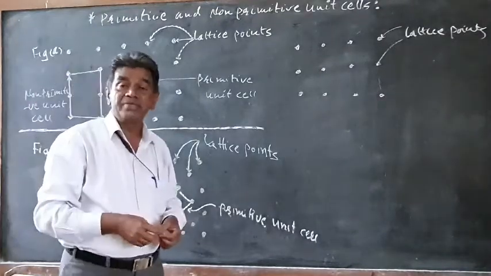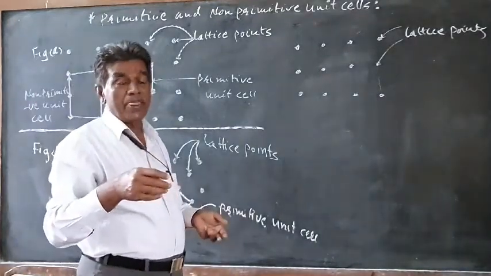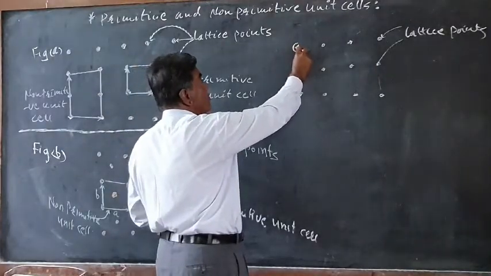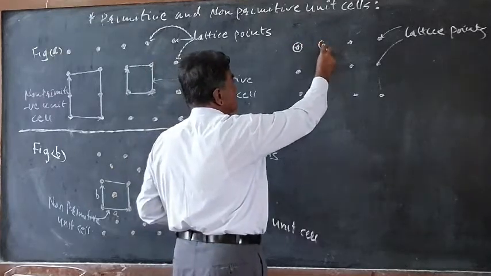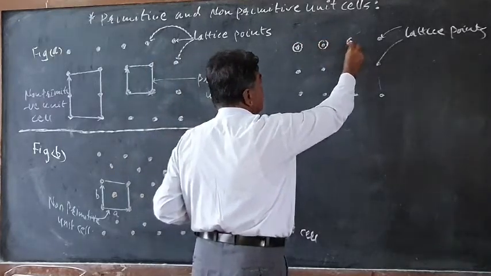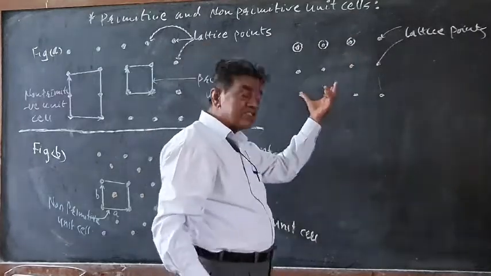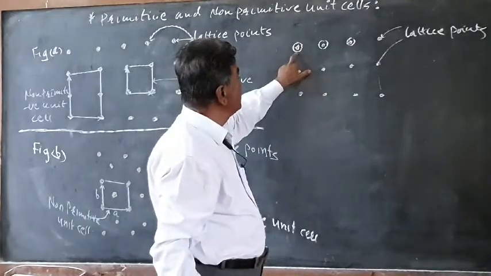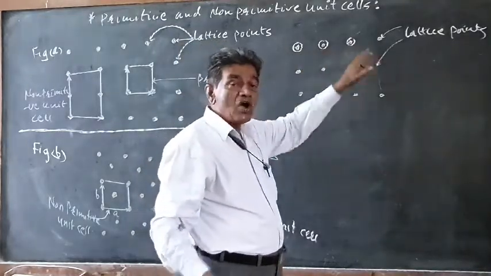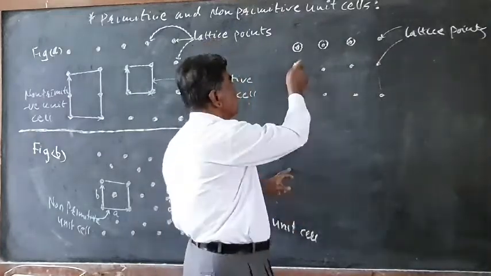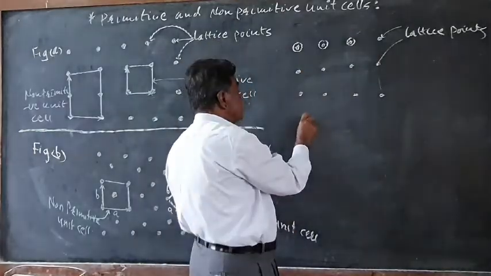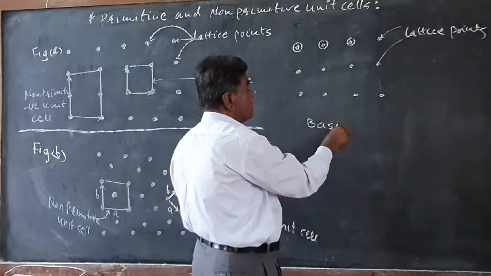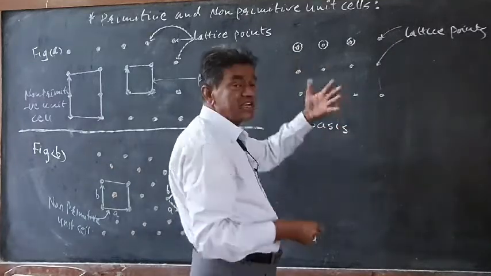In order to convert the geometrical arrangement of points into a crystal structure, we have to locate a single atom or a group of atoms at every lattice point. Then the crystal structure is formed. If a lattice point is replaced by a group of atoms, then that group is known as the basis.